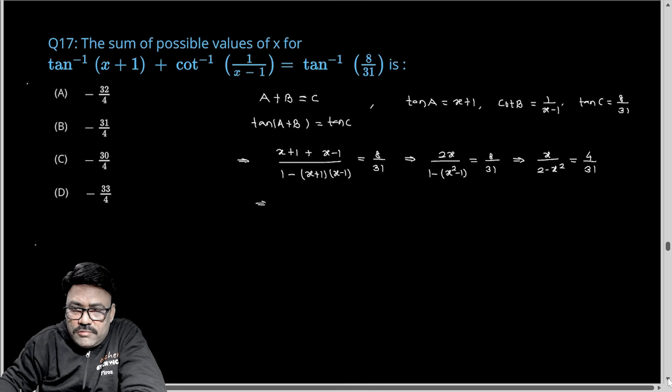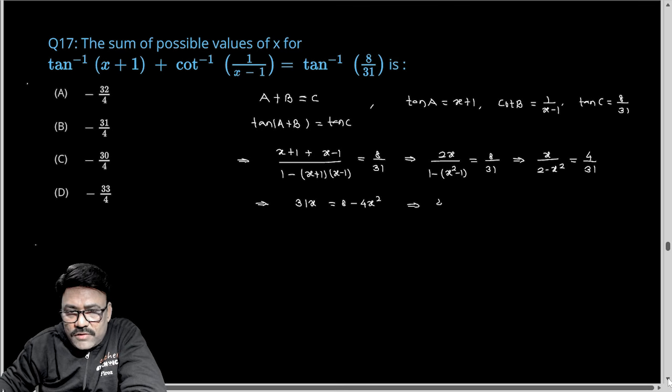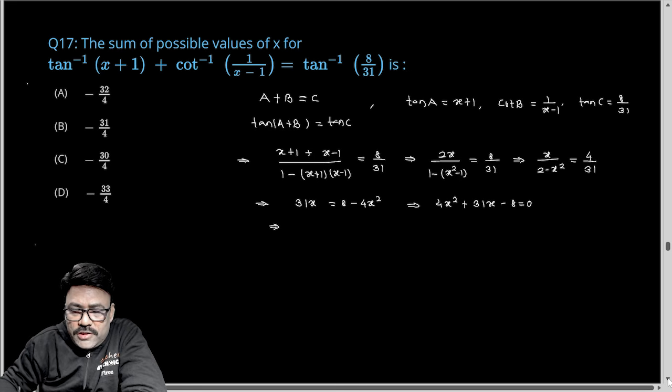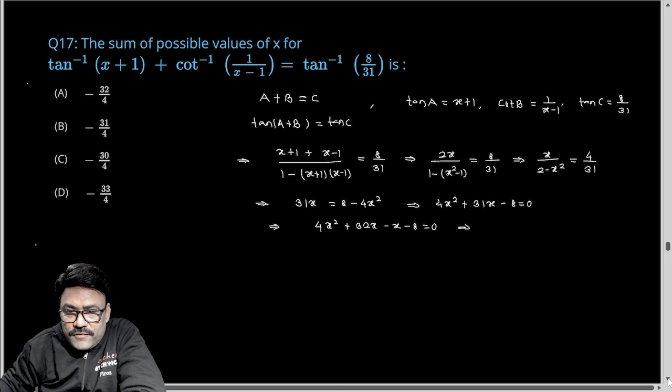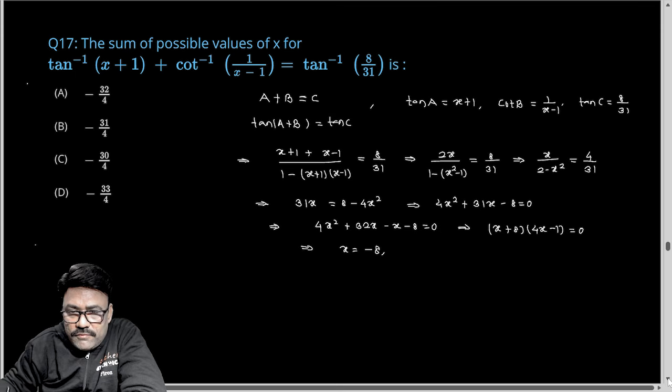So now this is a quadratic equation. You are getting 31x equals 8 minus 4x square. So finally it is 4x square plus 31x minus 8 equals 0. And I think it can be factorized as 4x square plus 32x minus x minus 8. So its factors will be x plus 8 and 4x minus 1. So you are getting two values of x. x will be minus 8 and 1 by 4.